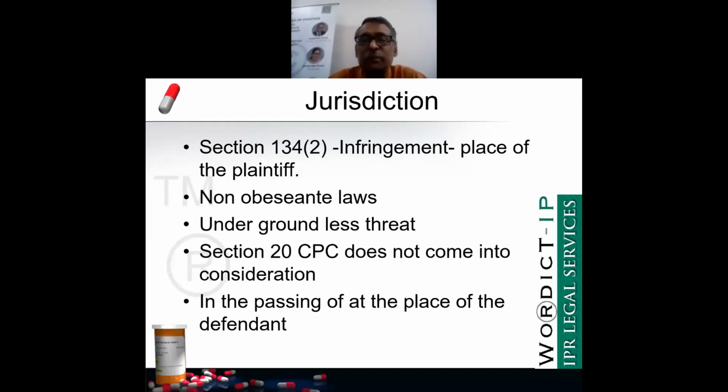Now, Section 20 CPC does not come into consideration because the provision of law starts without prejudice to the other provisions of law. Get the book. I'll just read out that under these provisions, Section 20 doesn't come into play. So give me the Trademarks Act. I'll just read out the provision.